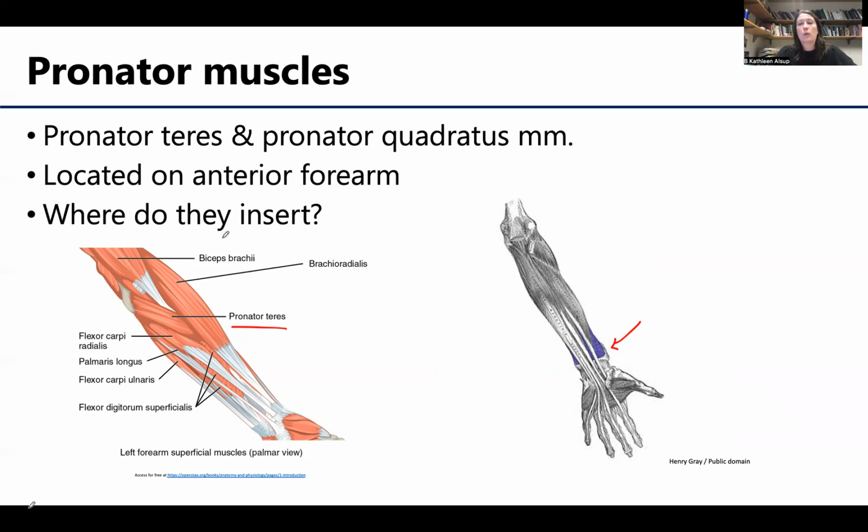Now, if we want to think about it, where would these insert? They need to insert on the movable bone. And when we're talking about pronation and supination, which one is the movable bone? It's the radius. So they generally have either an attachment on the humerus with that medial epicondyle, where we're talking about the pronator teres, or on the ulna to have a distal attachment or an insertion site on the radius.